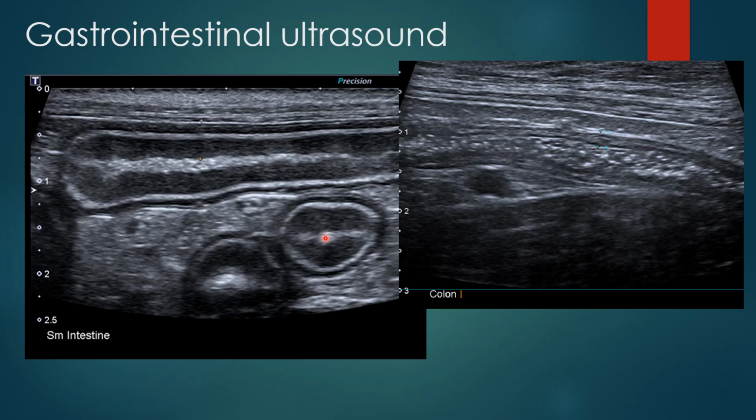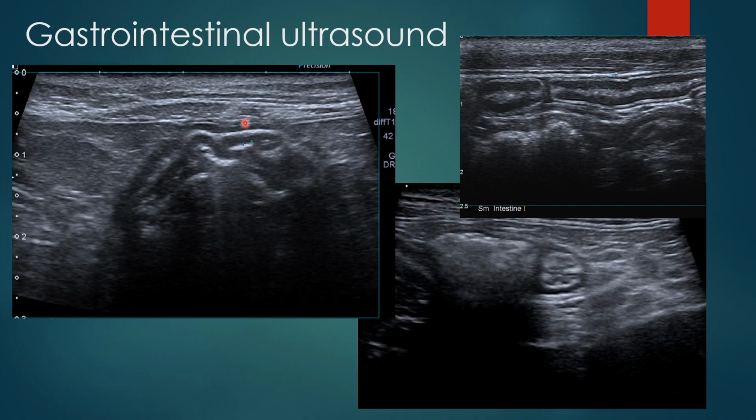Again, centrally is going to be the lumen. And the lumen will look different depending on what is in the lumen, right? So in these situations, we've got a little bit of gas, a little bit of fluid. If it was purely fluid, it's going to be more hypoechoic within that lumen. So just keep that in mind, that they may not all look like this, just depending on how distended they are and what is in the lumen.